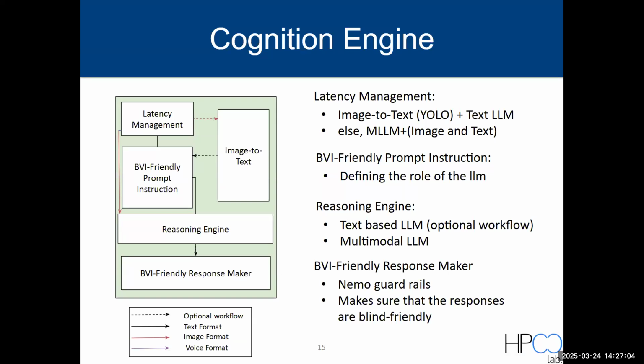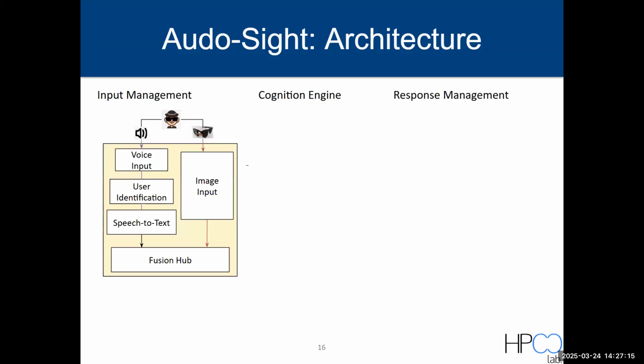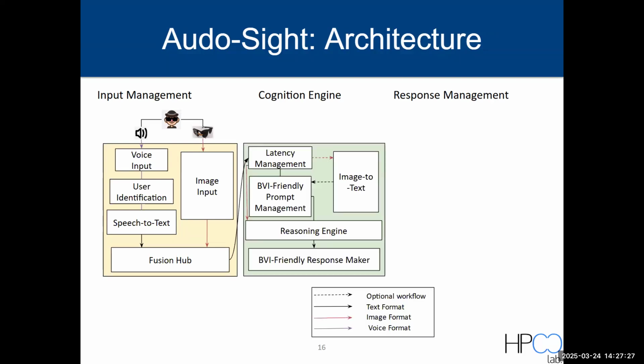So after this cognition engine, let's now place together all the pieces that we have discussed. We have three things majorly: the input management, which makes sure that the inputs are ready, the text input and the image input. That is sent to your next module called cognition engine, where it goes to the latency management, and the whole process remains the same as we have discussed previously. The red arrow, if you could see over here, indicates the image, and that is being sent from this image input.